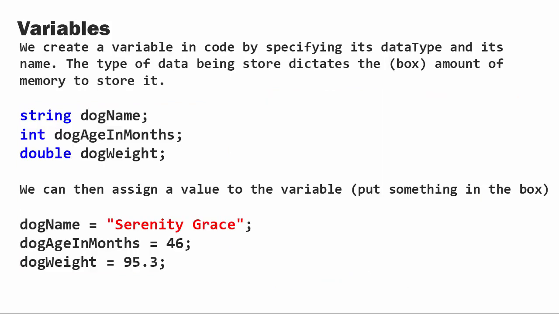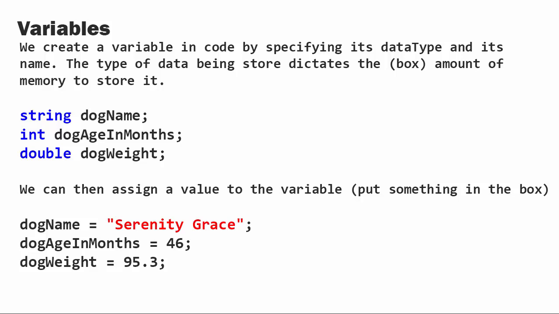So we create variables in code by listing the data type and its name. The data type dictates how big a box, how big a container that variable is being stored in. So some of the variables that we'll work with a lot are strings, ints, which stands for integer, and double, which is a numeric data type that can have a decimal. Integers are whole numbers, no decimal.